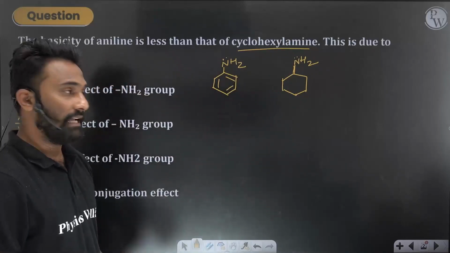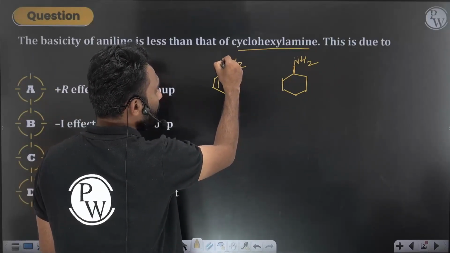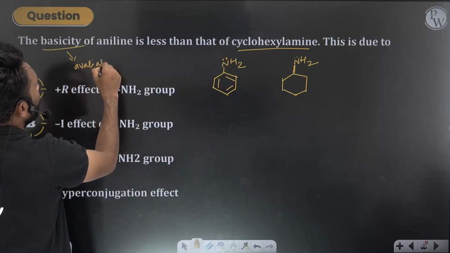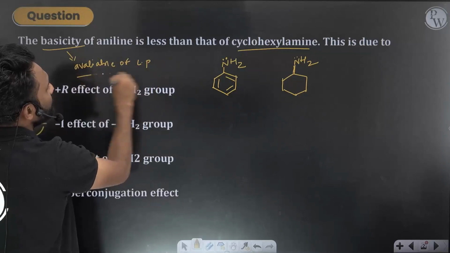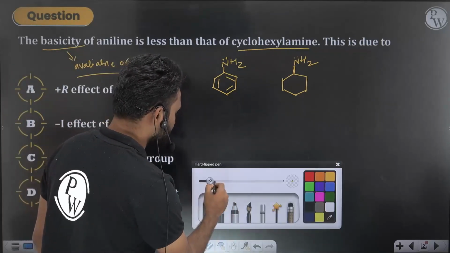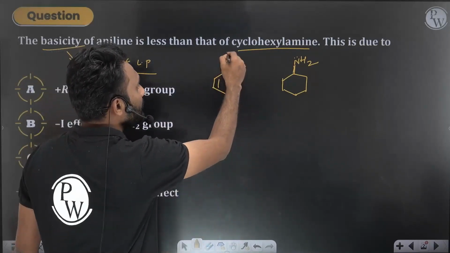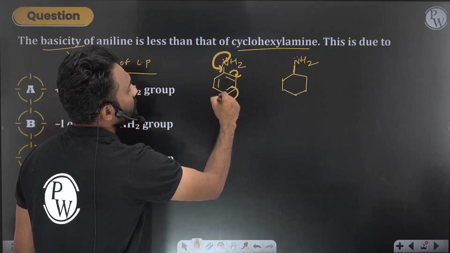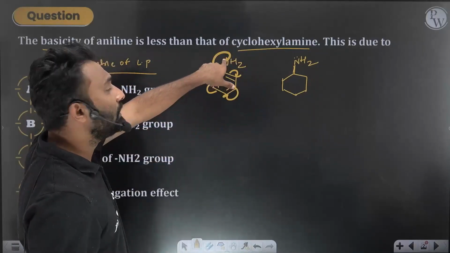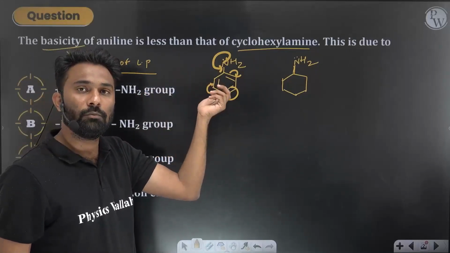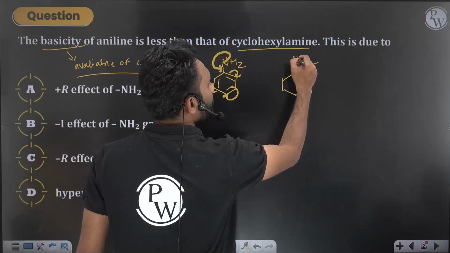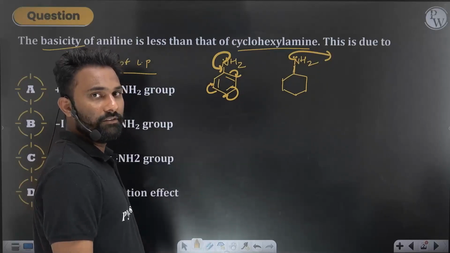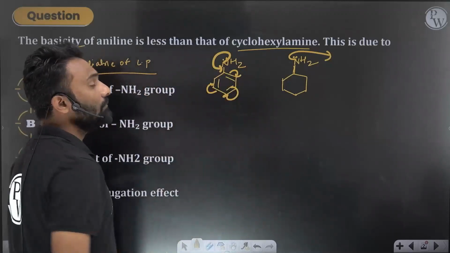Aniline basicity is less. First, what is basicity? It is the availability of a lone pair, or this lone pair of electrons should be given to the electron deficient species. Now, in aniline, the lone pair of electrons participates in the delocalization. Due to this delocalization, the availability of the lone pair of electrons in aniline will not be present. In cyclohexylamine, the lone pair of electrons is easily available to give to any electron deficient species. That is why aniline basicity is less.